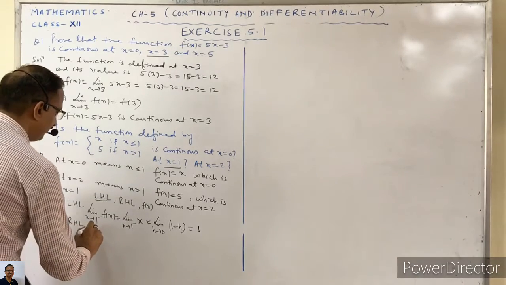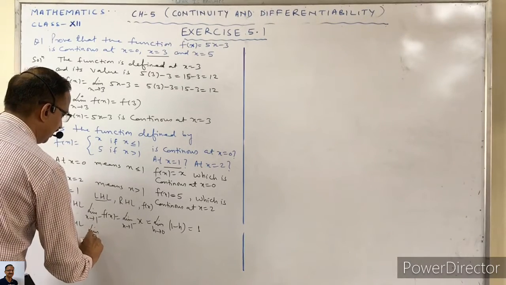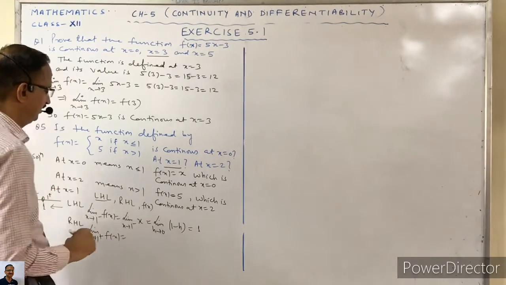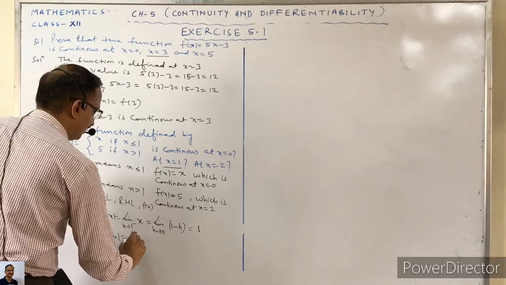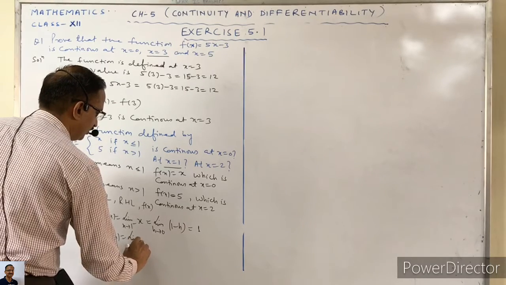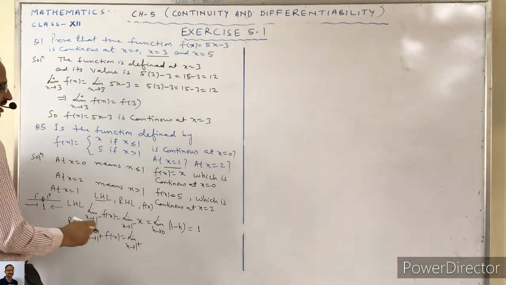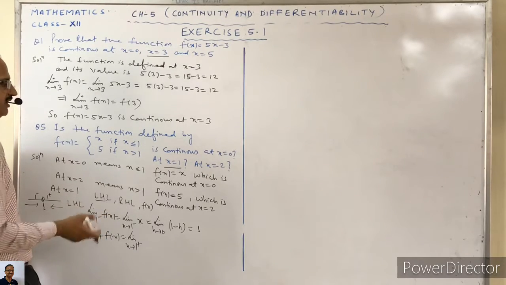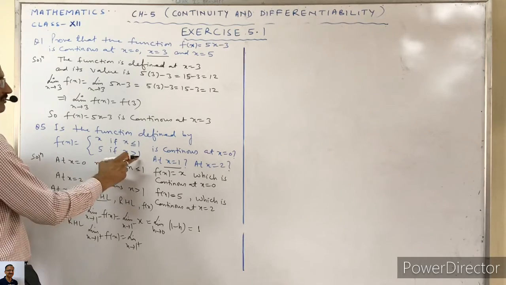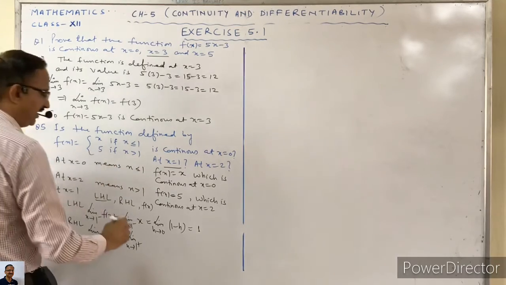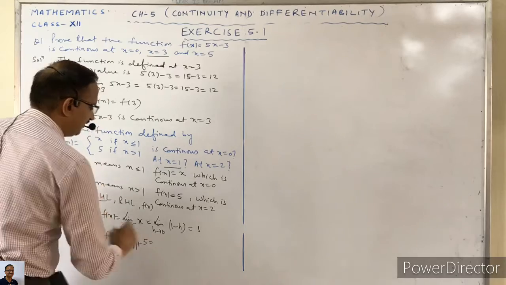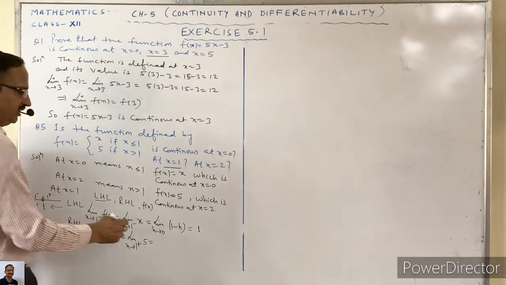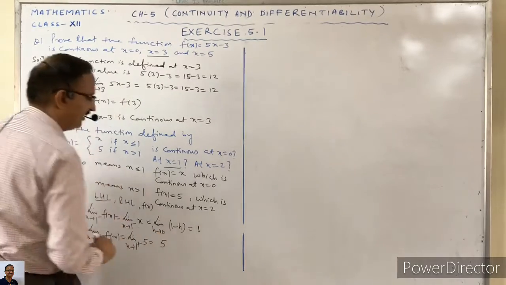For the right hand limit, we will write limit x tends to 1 plus f(x). It means slightly more than 1, slightly greater than 1. So when x is greater than 1, the function is what? 5. It means a constant function, so in this, no need to write h. Directly we can write the answer is 5.